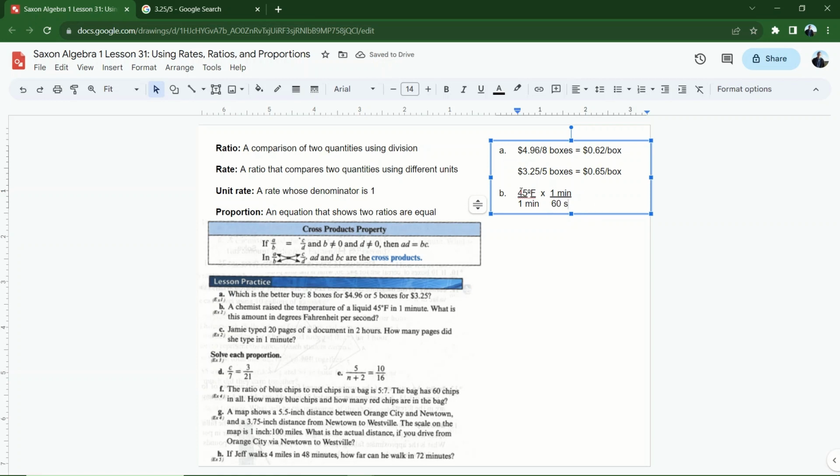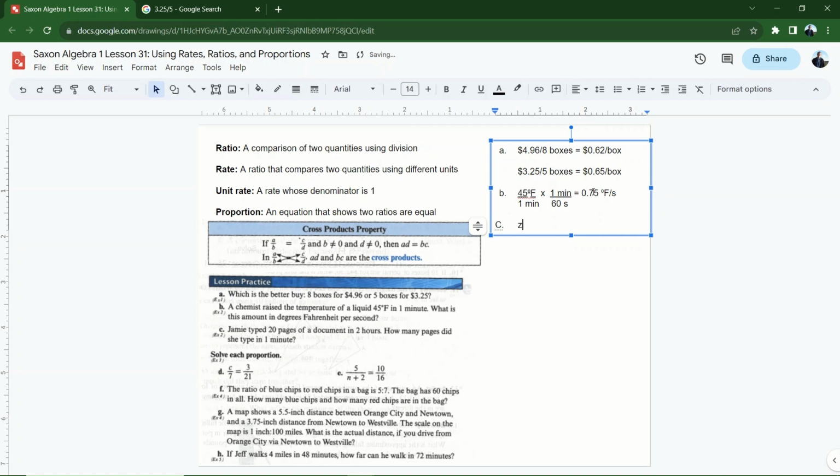Now, this will give me degrees Fahrenheit per second. I can do this math in my head. This isn't too bad. Minutes are going to cancel, by the way. That's good. 45 divided by 60, that's 3/4 or 0.75. And this is going to be degrees Fahrenheit per second: 0.75 degrees Fahrenheit per second. All right, let's go on to letter C.